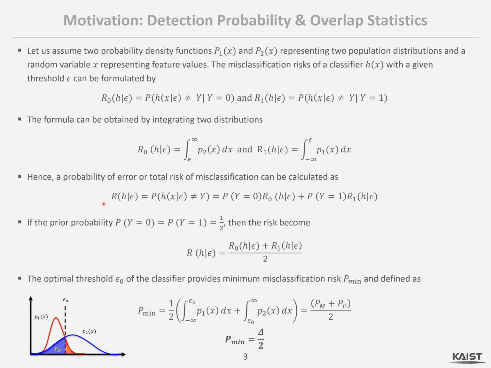If we assume the prior probability of class 0 or class 1 as 1/2, then the total risk becomes this expression. Assume that we have an optimal classifier with threshold epsilon 0. Since the classifier is optimal, the error of the classifier, or total risk of misclassification, is minimum. This quantity, reported as P minimum, is in fact correlated with the overlap between two distributions. If you call the overlap delta and assume the prior probability as 1/2, then P minimum becomes delta over 2.